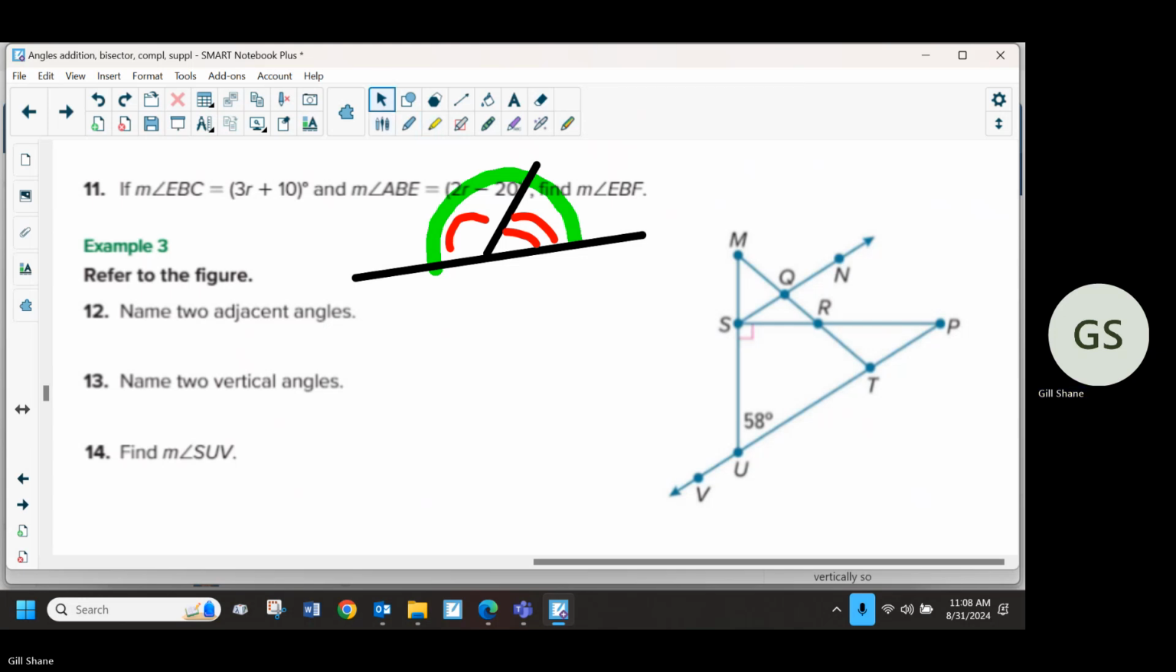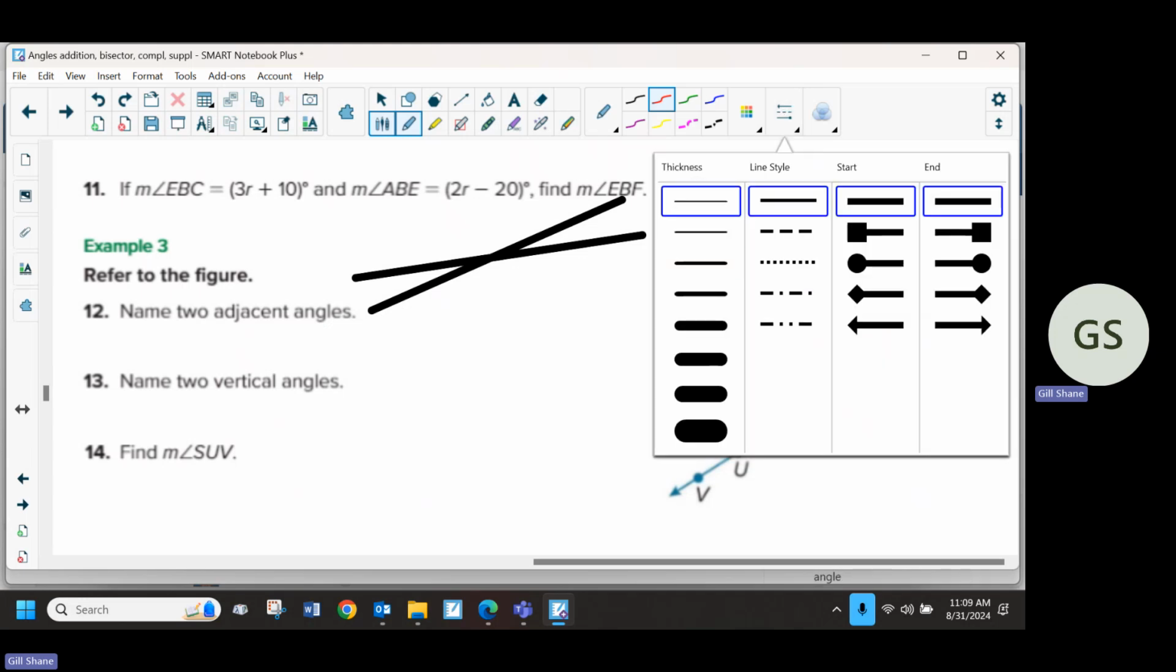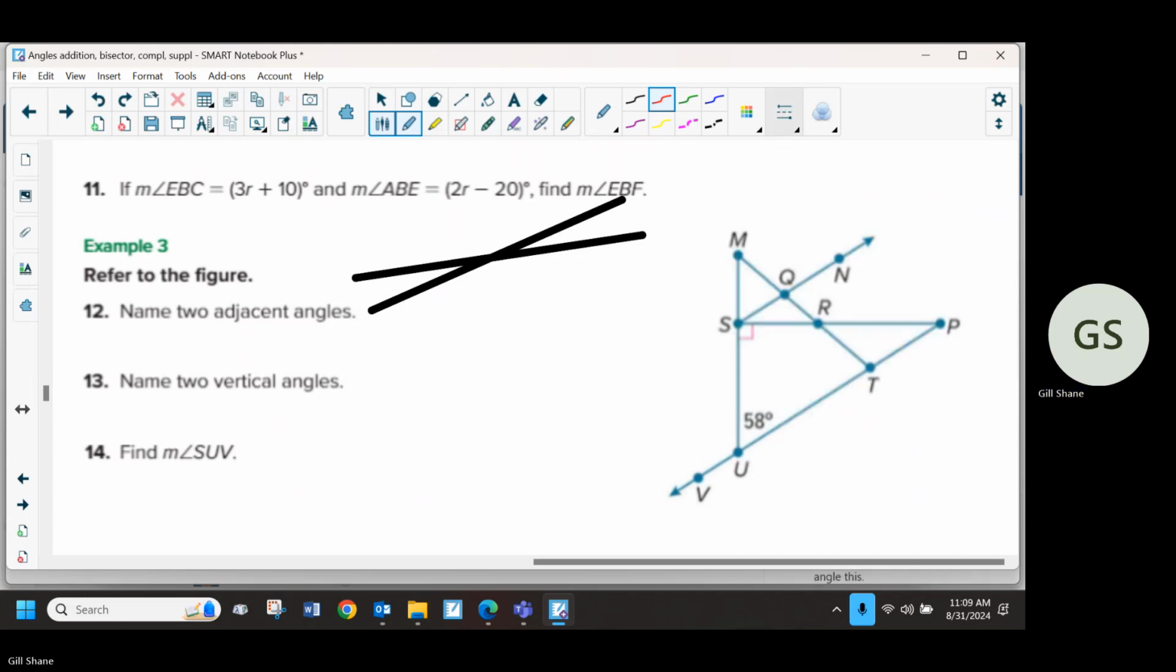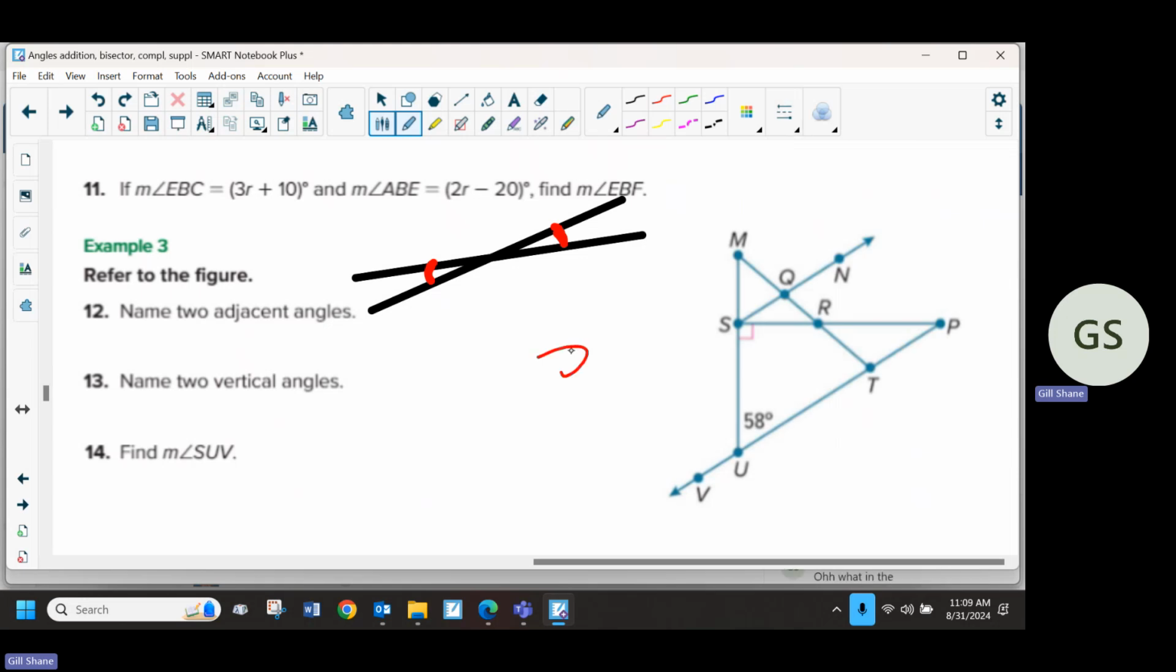So let's get rid of all of that. And I'm going to need the length of that. So if we have two lines, they cross. There is a concept we actually sort of prove later that says opposite angles are congruent. That angle, let's do this. That angle right there. I don't know why it doesn't change it. Oh, what in the world? There we go.